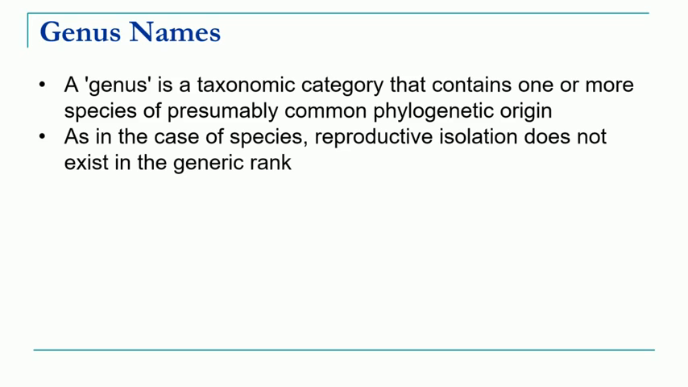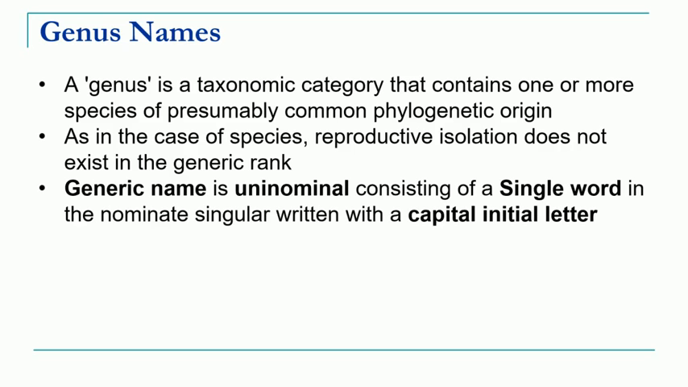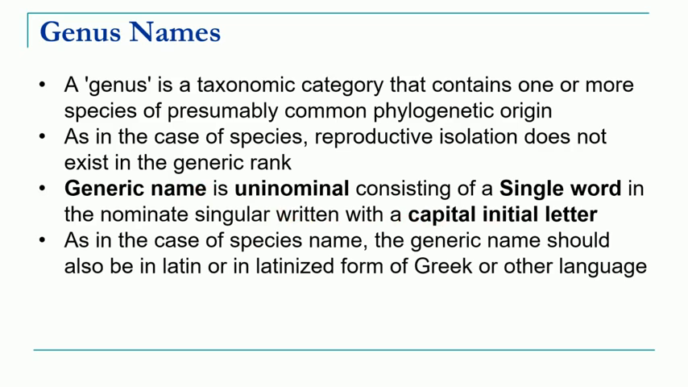In case of species, reproductive isolation plays a very important role to give rise to multiple species. That is not so with the genera or the generic rank. Always the generic name, that is the genus name, is uninomial, meaning a single name consisting of a single word, and it always starts with a capital letter. Also, like the species name, this generic name is always written in the Latin or the Greek language. Why this language is preferred, we'll see.